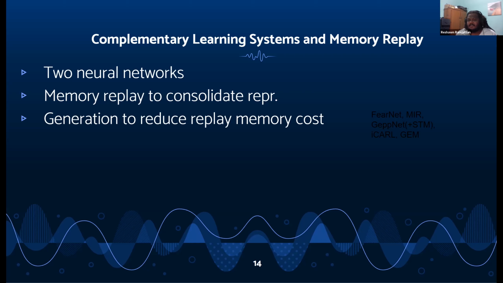The methods, they don't all use both CLS and replay. So MIR, which is one of them here, uses only replay. iCaRL and GEM use some regularization techniques as well. And well, FearNet uses CLS and replay, but it's also a very interesting method because it adds this third system that's modeled after the amygdala.